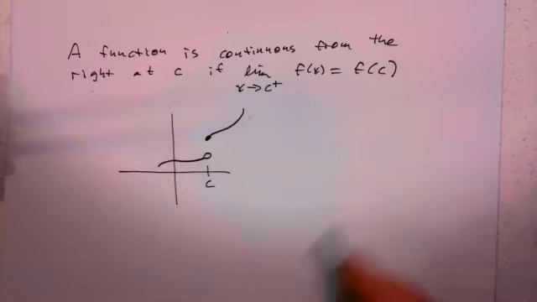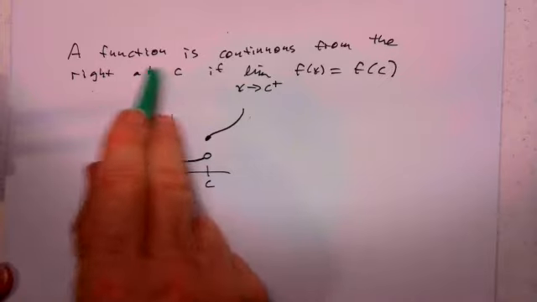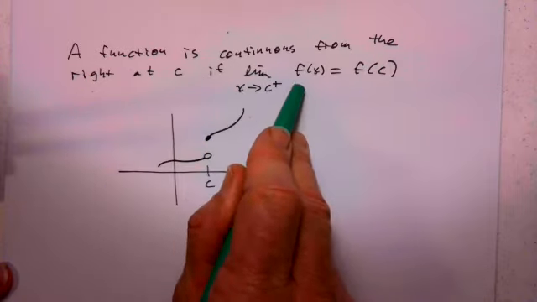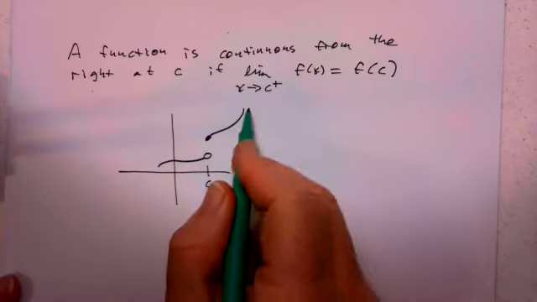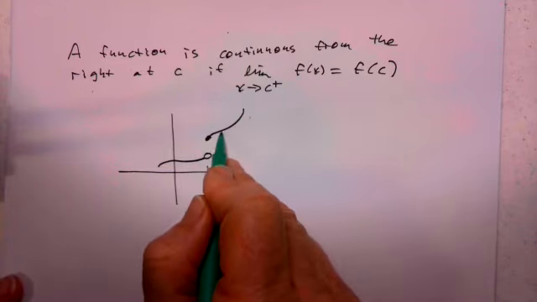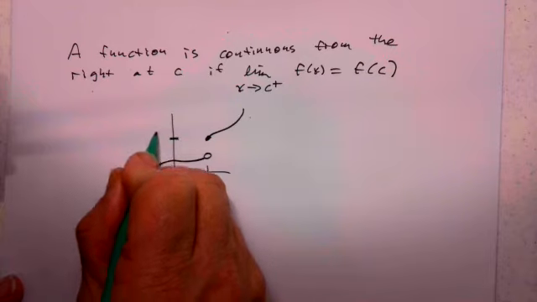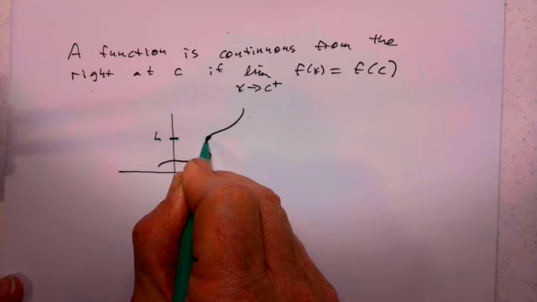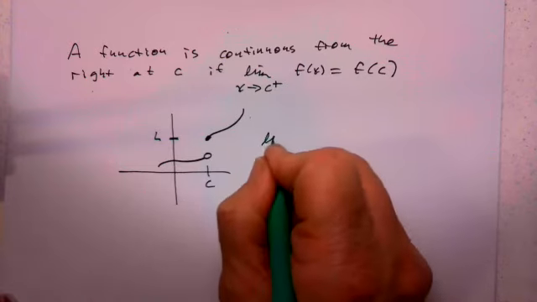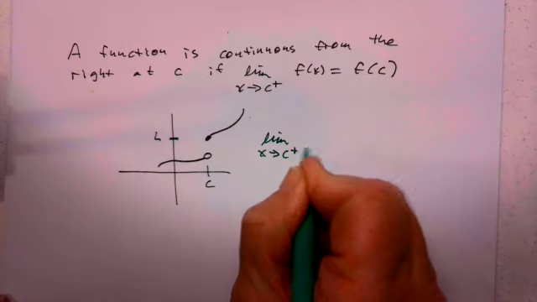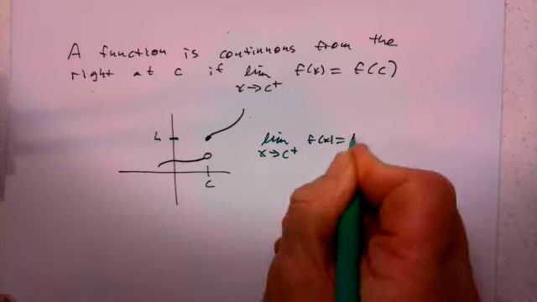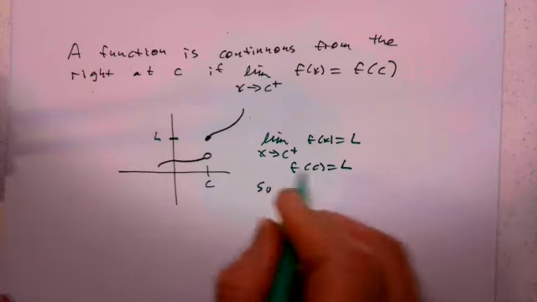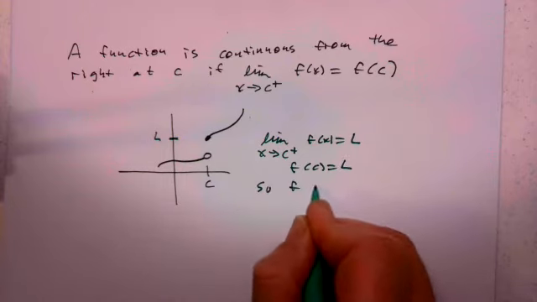So what does it mean for a function to be continuous from the right? Well, we'll say here a function is continuous from the right at C if the limit as x approaches C from the right of f of x equals f of C. So as I approach x from the right, we're heading towards this value L. As I approach it from the right, it lands on the dot, which is the same as f of C. So notice in this case, the limit as x approaches C from the right of f of x equals L. Also notice f of C equals L. So what are we going to say? This function is continuous from the right at C.